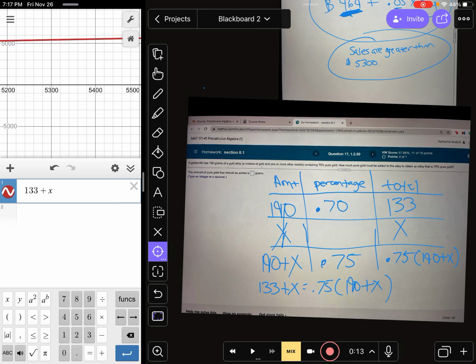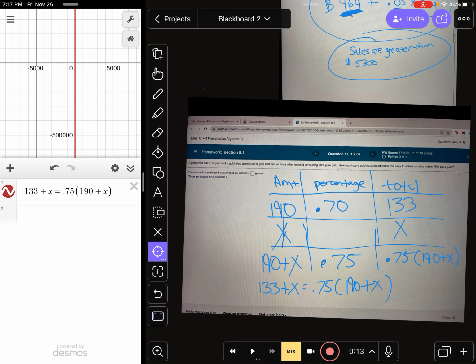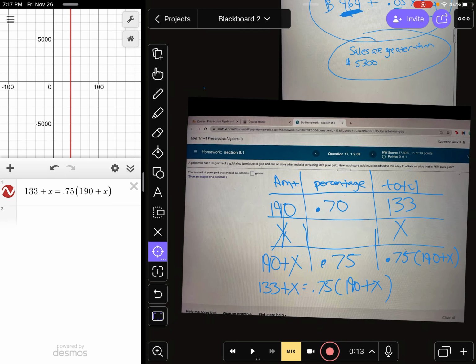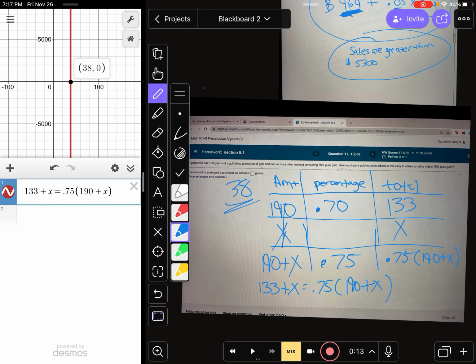133 plus x equals 0.75 times (190 plus x). Kind of zoom out till I see my answer. Oh, there it is. My answer is going to be 38. He's going to add 38 grams of pure gold. 38 grams. And I'd probably check it to make sure it works, but there's no reason it shouldn't.